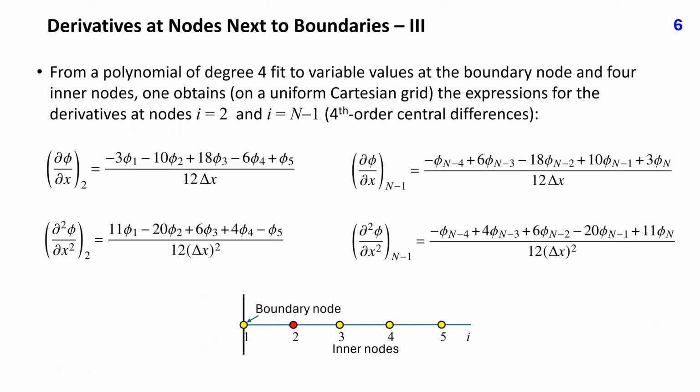Here is an example of using different expressions for derivative approximations at near boundary nodes based on a polynomial of degree 4 fit to variable values at the boundary node and 4 inner nodes. On a uniform Cartesian grid, the following fourth order asymmetric approximations of first and second derivative at node I equal 2, shown in this figure, and at node I equal n-1 are obtained. This makes the programming a bit more complicated.